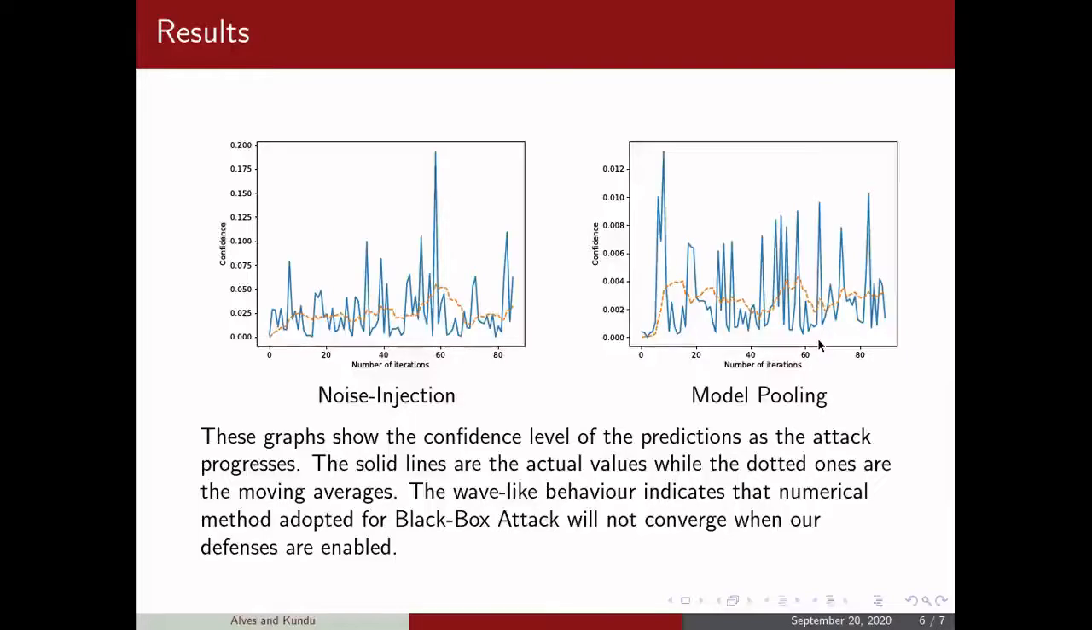Here we have two examples of runs of the black box attack when the two defenses are applied. On the y-axis we have the confidence level, and on the x-axis we have the number of iterations of the black box attack. We can see that when we apply our defenses, the confidence level goes up and down, so it has a wave-like behavior. This wave-like behavior basically suggests that the numerical method applied by the black box attack will not converge.